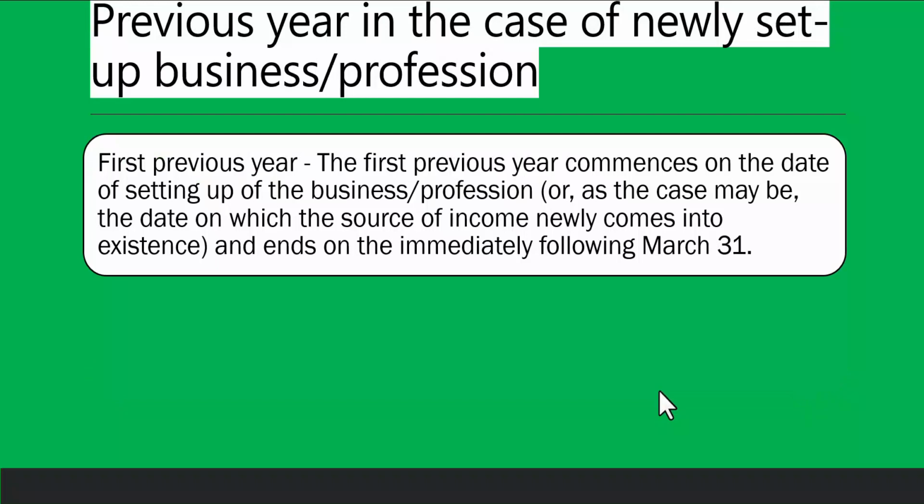The first previous year commences on the date of setting up of the business, or as the case may be, the date on which the source of income newly comes into existence, and ends on the immediately following March 31st. So he can start his business any time during the year, but the close will happen on 31st of March. So the first previous year can be less than 12 months. Suppose a person has started the business this year on 1st of January, so he will have a 3-month period of first previous year. Okay.